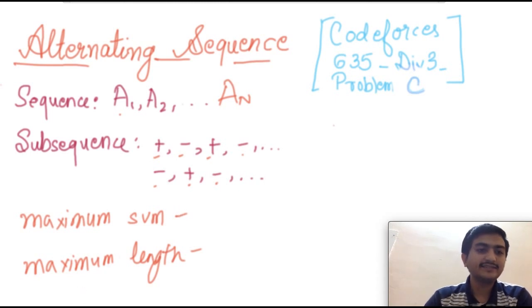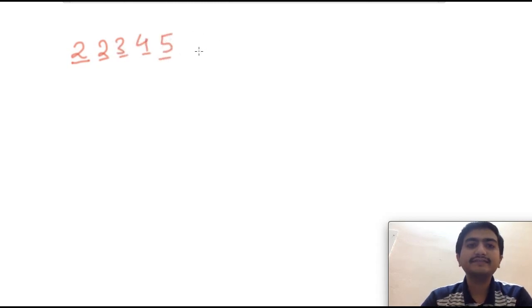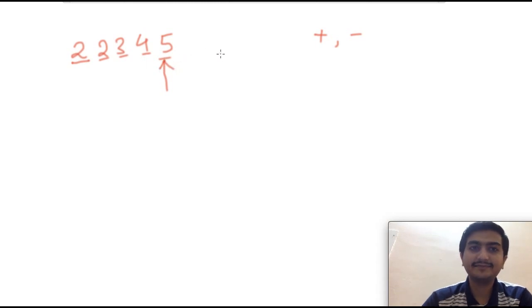So let us consider that all the numbers are of the same sign: 2, 2, 3, 4, 5. Now given this sequence, how many numbers can you select, or what is the length of the sequence you can select? You can select only one number, because if you choose any positive number, the next one should be negative, right? And similarly, if all the numbers are negative, -2, -3, -4, -5, then also you can choose only one number, because if you choose a negative sign, the next one should be positive, right?